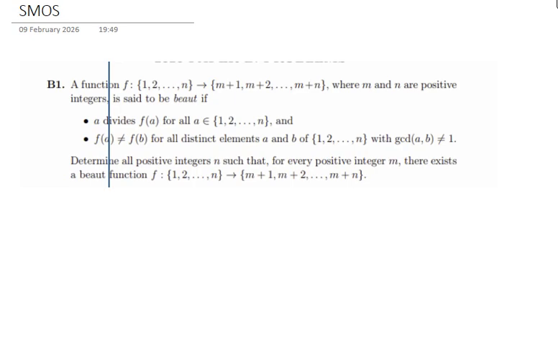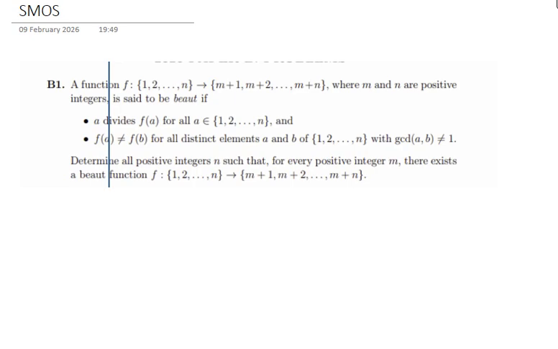So today we are going to solve this question. We are given a function f from the set 1 up to n to m+1, m+2, up to m+n. The two conditions are there. First, the divisibility condition: for every a, a divides f(a). And the distinctness condition: if GCD(a, b) is not equal to 1, then f(a) is not equal to f(b). So we must determine all n such that for every positive integer m, such a function exists.